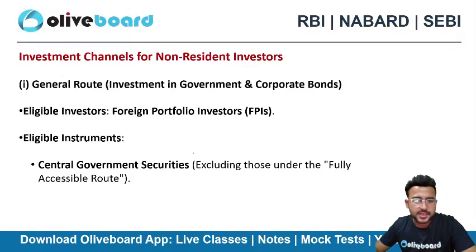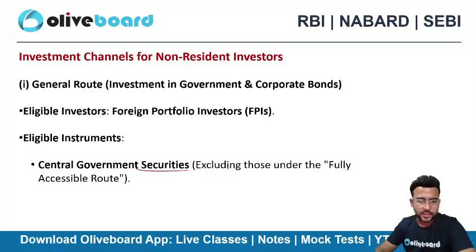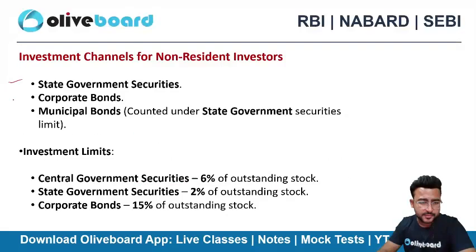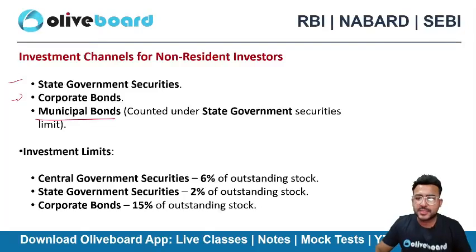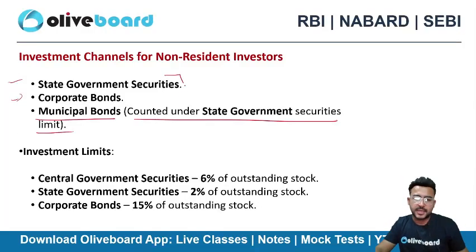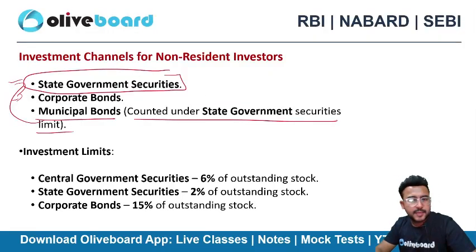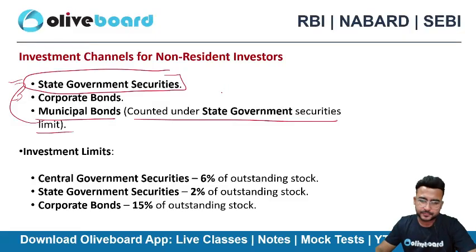If I talk about the general route, then there are certain limits. You can invest in the central government securities, you can invest in the state government, corporate bonds, municipality bonds. However, the municipality bonds are counted under the state government security limit only. So whatever the limit is applicable to the state government securities, municipal bonds will also be counted in the limit of those state government securities.